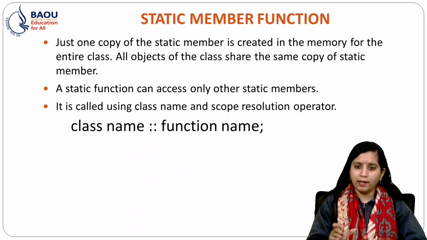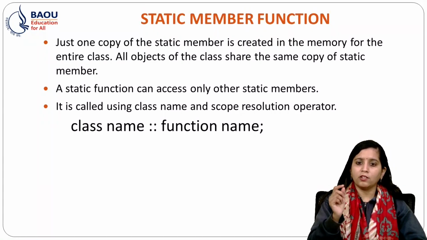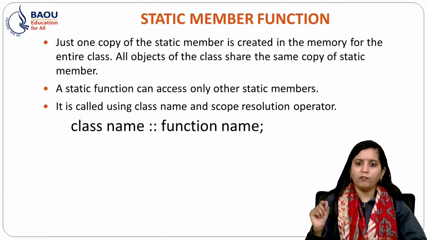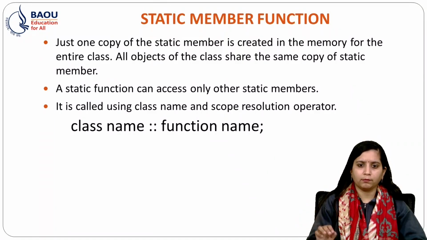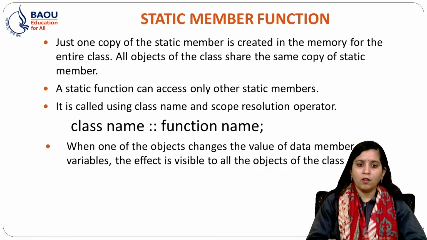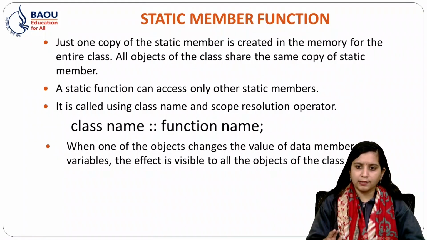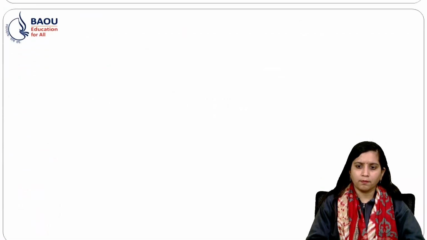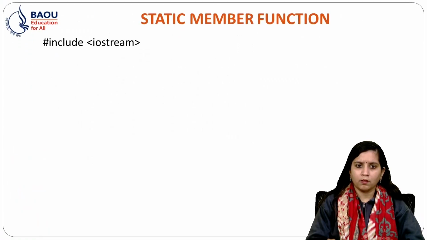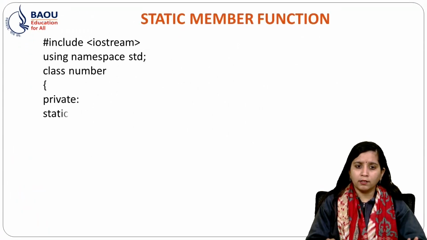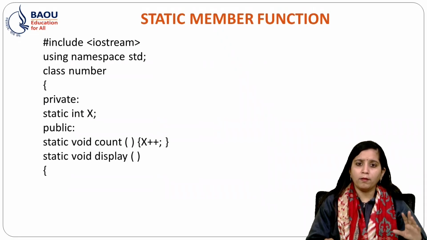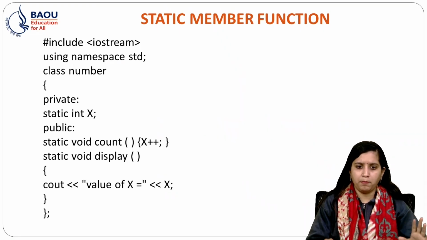So this is the syntax of a static member function, that is class name, then scope resolution operator and function name. When one of the objects changes the value of the data member variable, the effect is visible to all the objects of the class. Now you will get how a static member function works in C++.